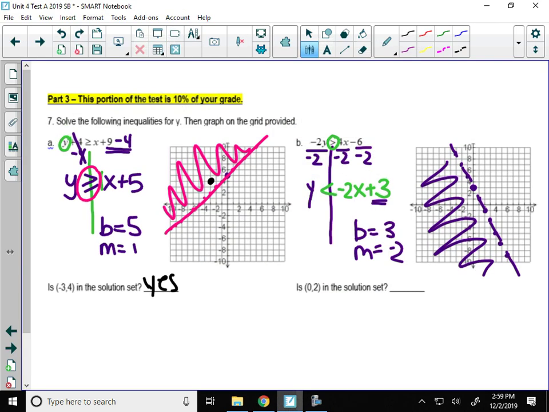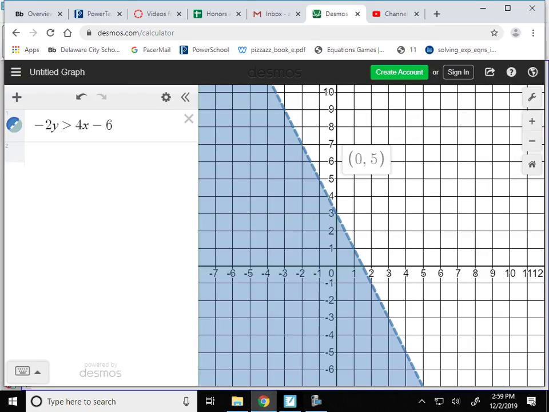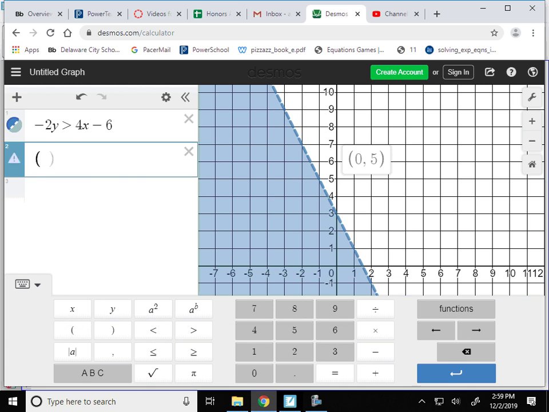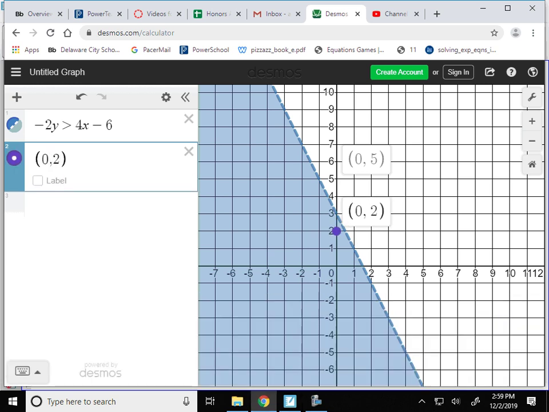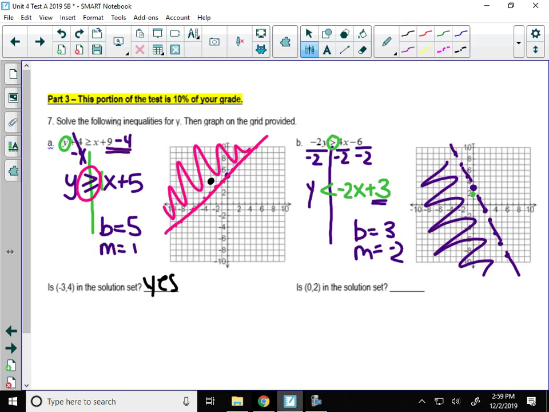Now they want to know, is the point 0, 2 right there? Is that in the solution set? It's kind of hard to tell on my picture, so let's check on Desmos. 0, 2. I can see that dot is inside the shaded region, so yes, it is a solution.